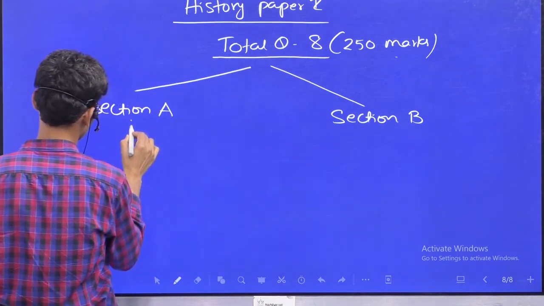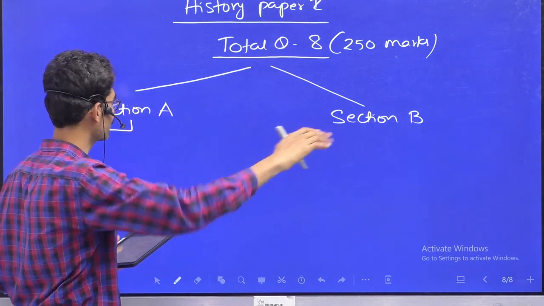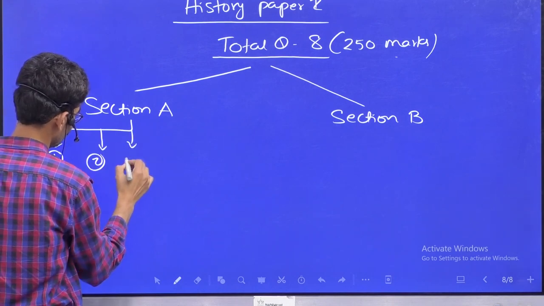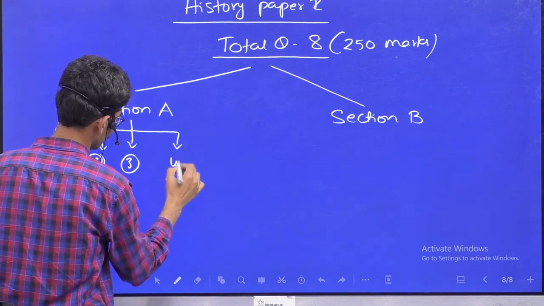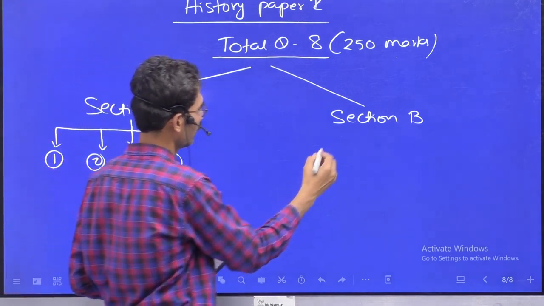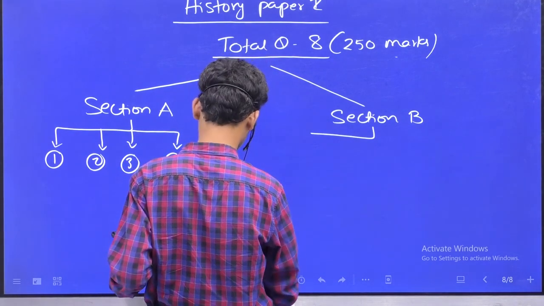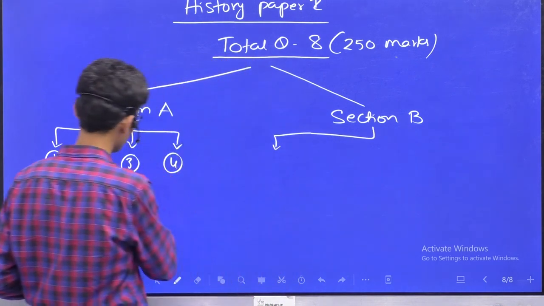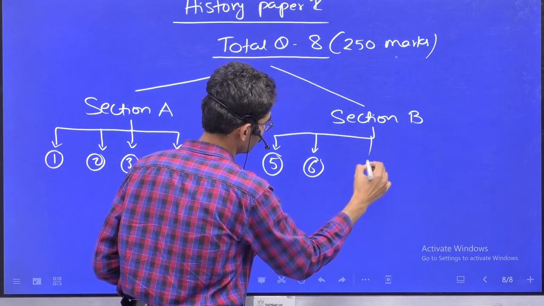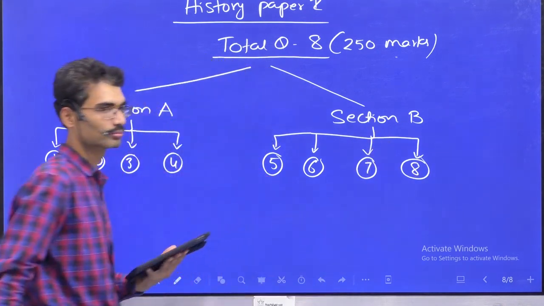In section A, so these 8 questions are divided into 2 sections. Section A, first question, second question, third question, and fourth question. So 4 questions from section A, and here also, fifth question, sixth question, seventh question, eighth question.